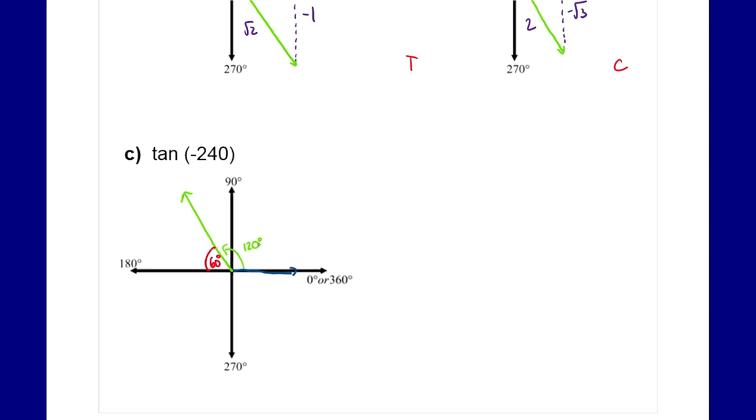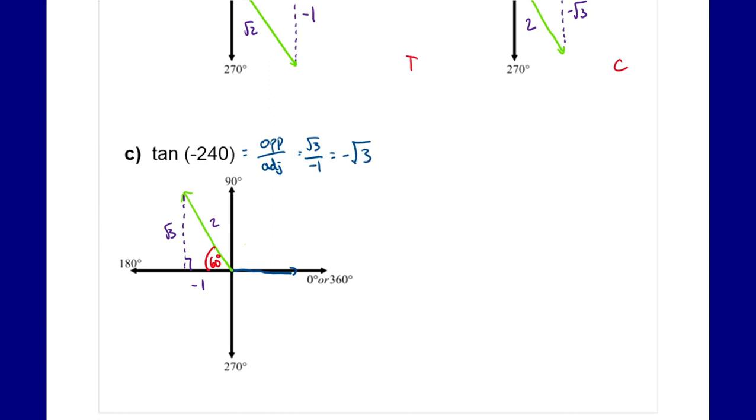I'm going to the nearest x-axis to form my right angle triangle. I have root 3, 2, and 1. It's negative 1 because it's on the left of the origin. Tan is opposite over adjacent, which is root 3 over negative 1, or negative root 3.